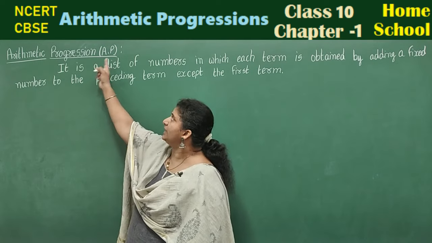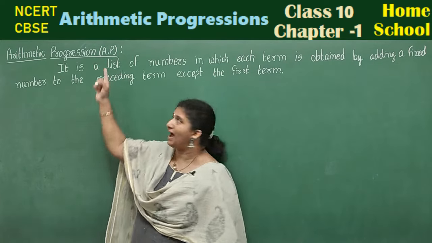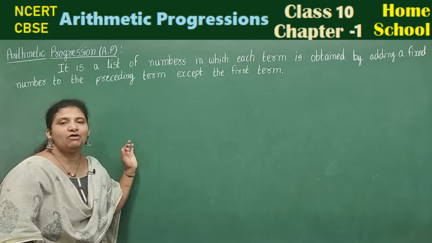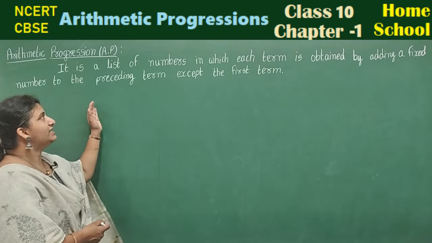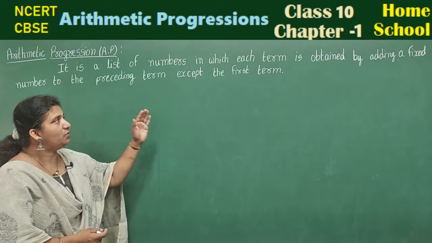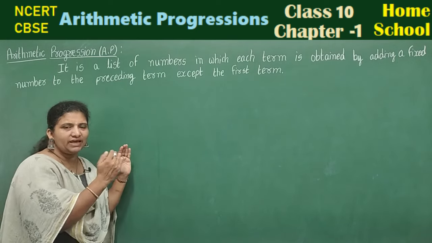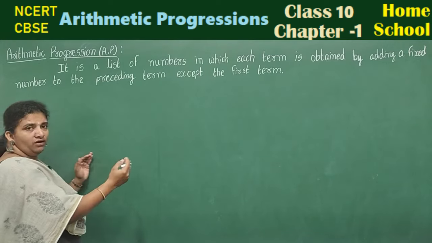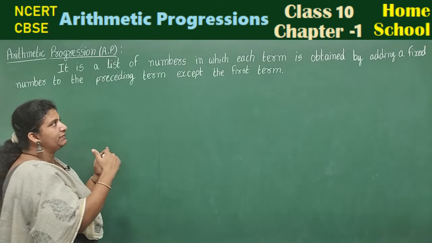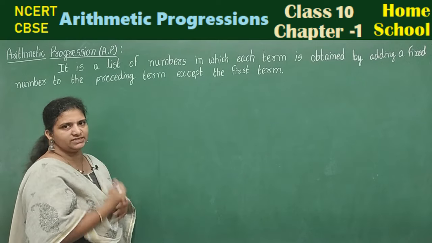Arithmetic progression. Arithmetic progression can be written in short form as AP. Now let's see the actual definition of arithmetic progression. It is a list of numbers in which each term is obtained by adding a fixed number to the preceding term, except the first term.